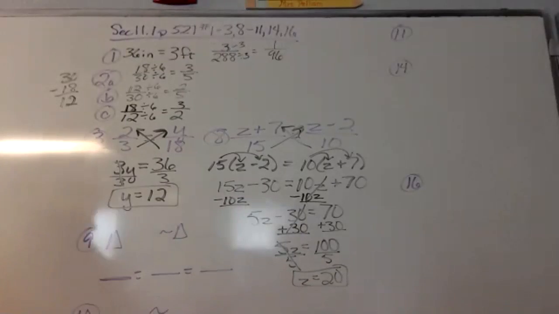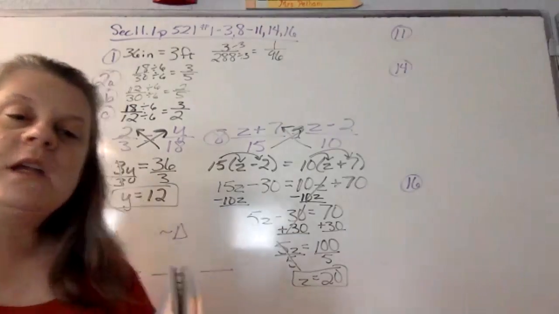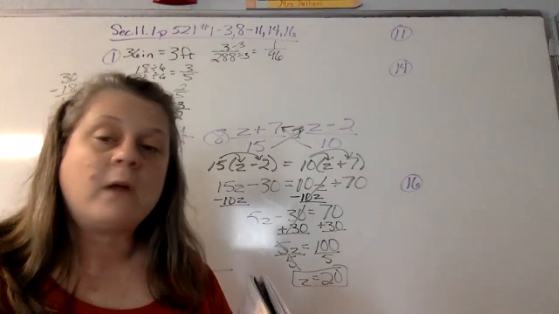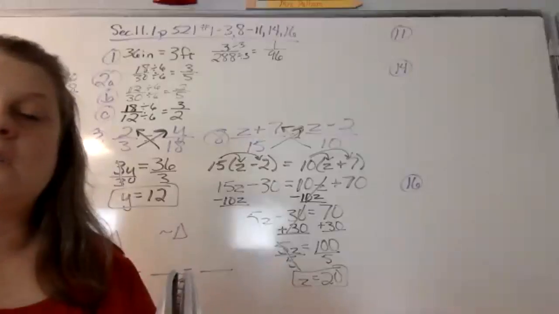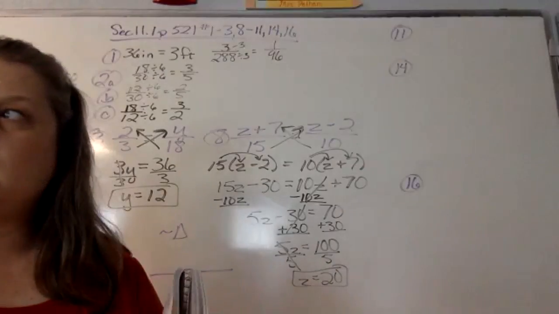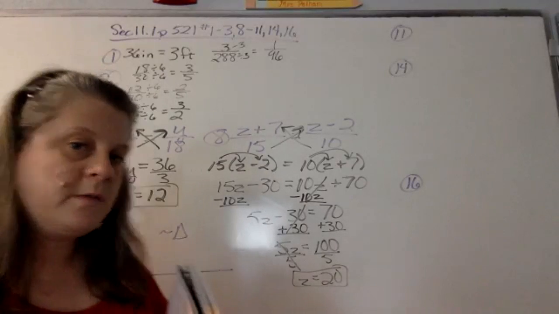So what we're going to do on 9 and 10, it says write a similarity statement for each pair of similar figures, then write an extended proportion relating the lengths of their sides. So when you're talking about a similarity statement, it's like a congruent statement. We wrote those all the time when we were doing our congruent triangles. You would say triangle ABC congruent to triangle DEF. And then you knew that meant angle A matched the angle D, etc. You could match up the corresponding parts.